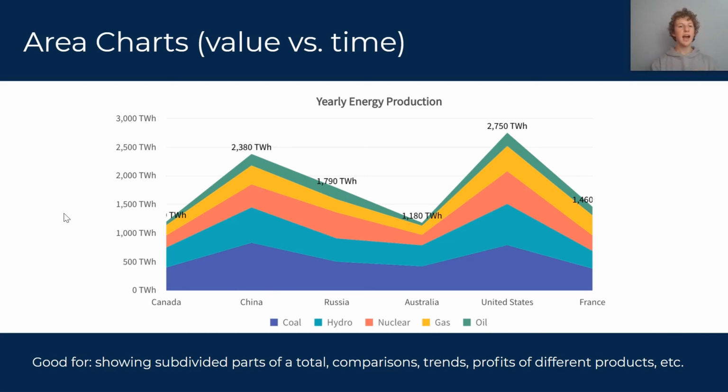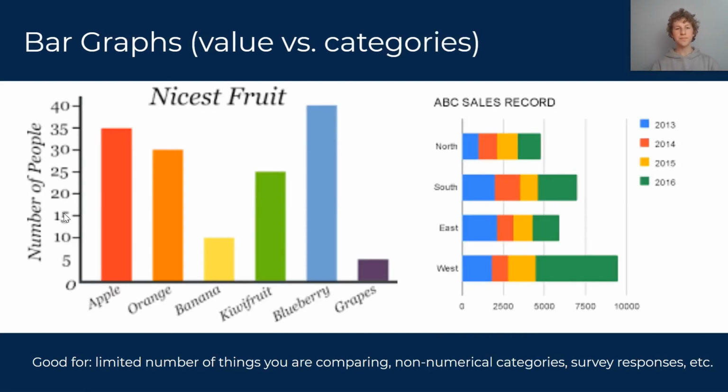So it's kind of like a line chart in that overall, it's got one big line and then sublines in the middle, but those sublines all account for just a piece of the whole. And it's a great way to represent that visually. So it's good for showing subdivided parts of a total, comparisons, trends, profits of different products, something like that, where you would want to add up the total, but also see the individual components.